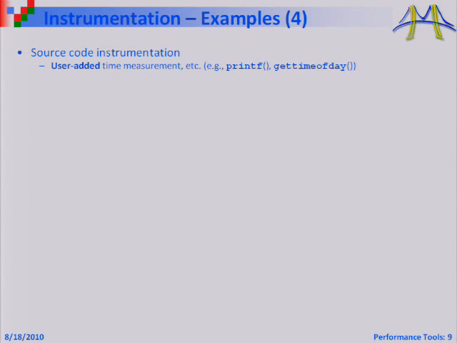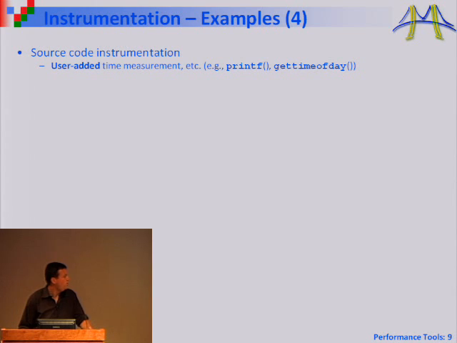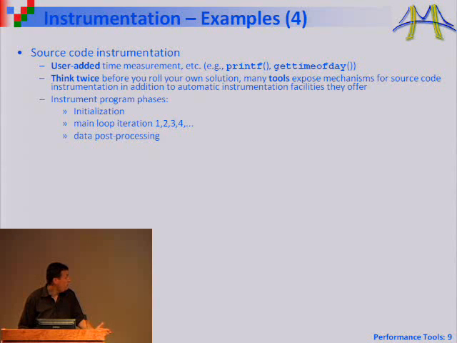All right. Then, of course, there is just plain and simple source code instrumentation. You can just add some hooks yourself into your code. And printf and gettimeofday are examples of that. However, if you're already using a tool, it often is the case that these tools come with a mechanism as well that allows you to mark special regions of interest. So what you might want to do, for example, is mark the initialization, the main loop iterations and the data processing phases in your program, such that you can later analyze the performance data that you get out of the program with respect to these regions.